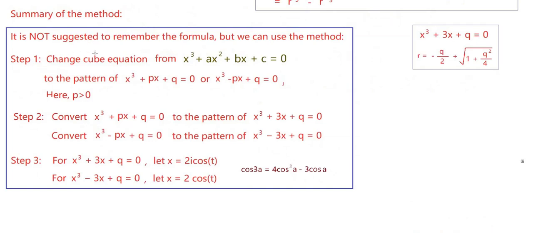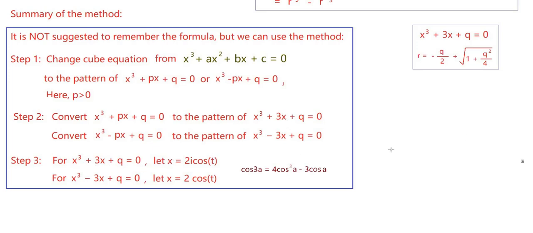Summary of the method. It is not suggested to remember the formulas, but we can use the method. Step 1, we change the cubic equation from x cubed plus ax squared plus bx plus c equal to 0 to the pattern of x cubed plus px plus q, or x cubed minus px plus q. Here, p is greater than 0. Step 2, we convert the px pattern to the 3x pattern, so negative px goes to negative 3x, positive px goes to positive 3x.